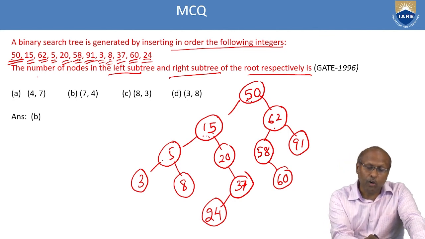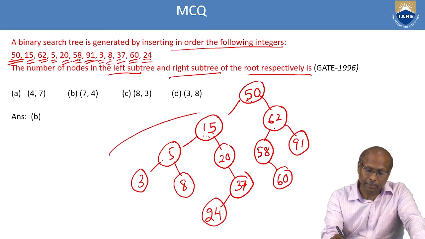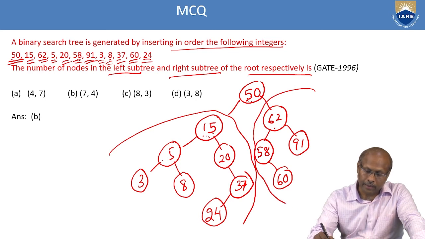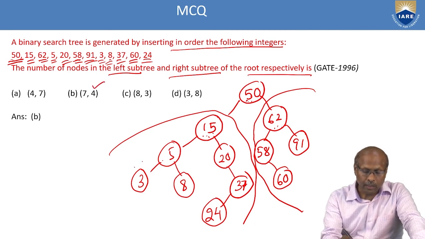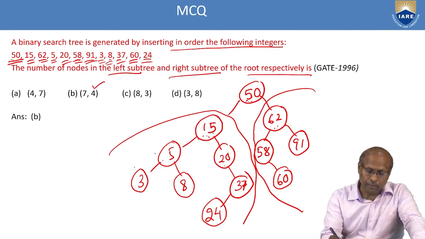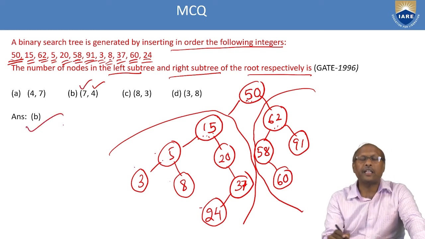But the question is what? How many nodes on the left subtree and how many on the right subtree? So 50 is my root. This is my left subtree and this is my right subtree. In the right subtree, how many? 1, 2, 3, 4. So the right is 4. And left, 1, 2, 3, 4, 5, 6, 7. So that means 7. So the answer is B. This is the correct answer.